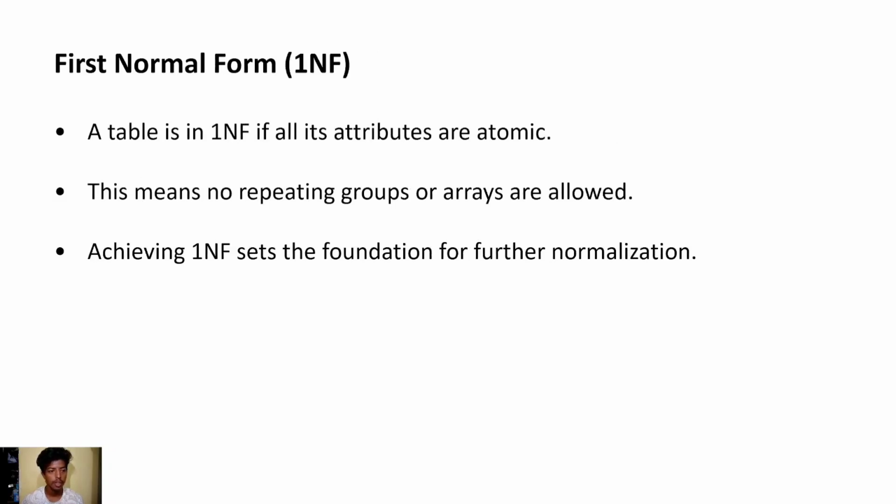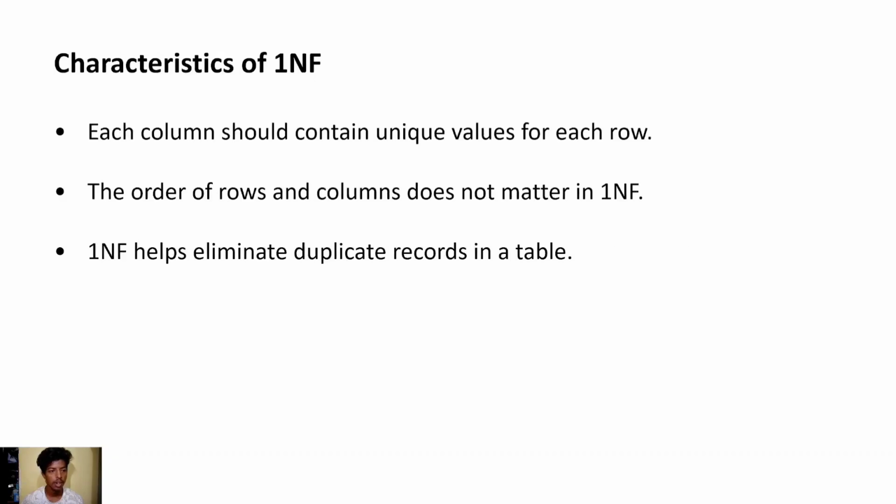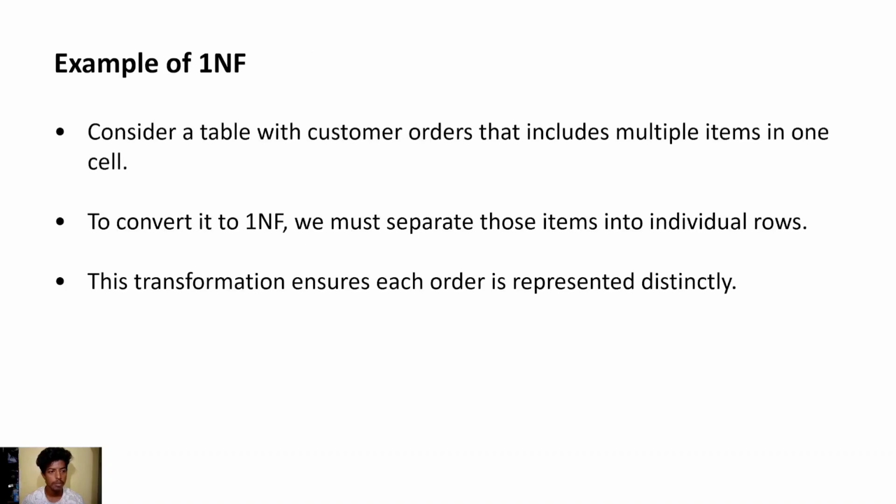First normal form. A table is in 1NF if all its attributes are atomic. This means no repeating groups or arrays are allowed. Achieving 1NF sets the foundation for further normalization. Characteristics of 1NF. Each column should contain unique values for each row. The order of rows and columns does not matter in 1NF. 1NF helps in eliminating duplicate records in the table.